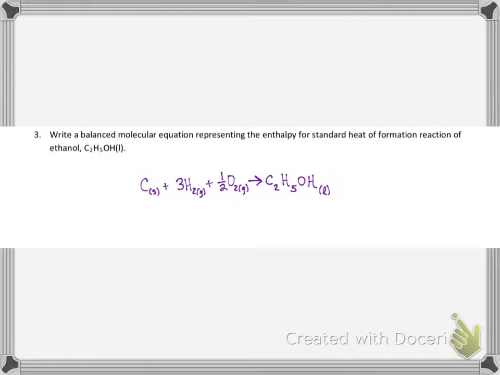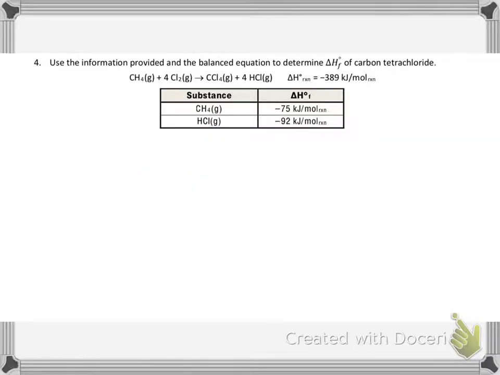Okay, we are finally ready to try some math. I know you're excited. So in this problem, they've given you some enthalpies of formation. They've given you one for CH4 and HCl in your table. And they've given you a balanced reaction and told you what the enthalpy of reaction is for that reaction. And they say, that's great. Use all that information and find the enthalpy of formation of carbon tetrachloride.